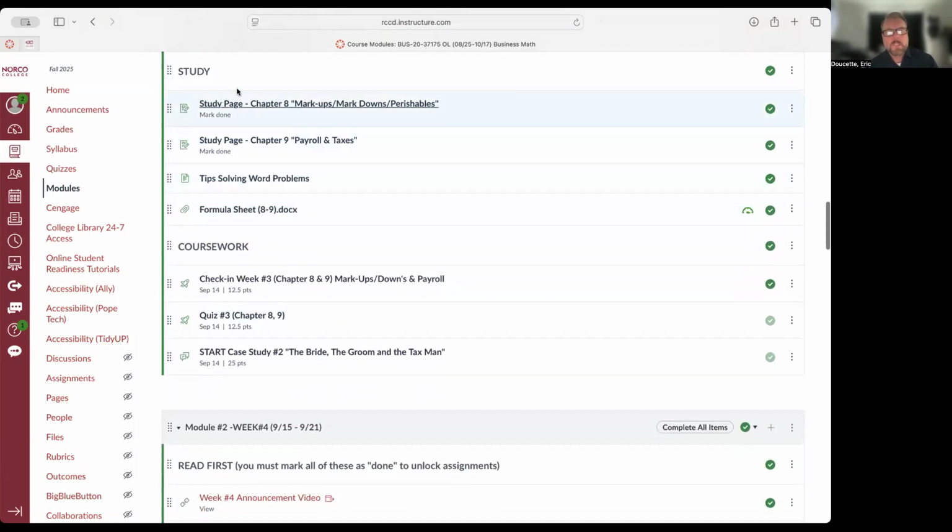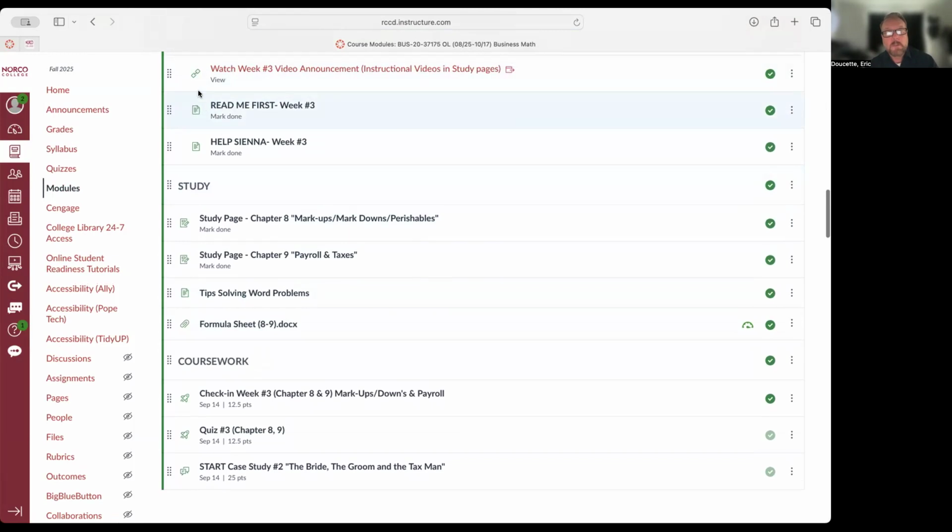So make sure first you do the README first and help Sienna. You have to open those folders and mark them as done. The idea is that you've read them and then you mark them as done, and that'll open up your coursework for you. It will not open up until you've done that. Then work through the study pages on chapter 8 and the study pages on chapter 9. There are some videos in there that I've done on both of these chapters, so you can watch those if you need a little help or assistance.